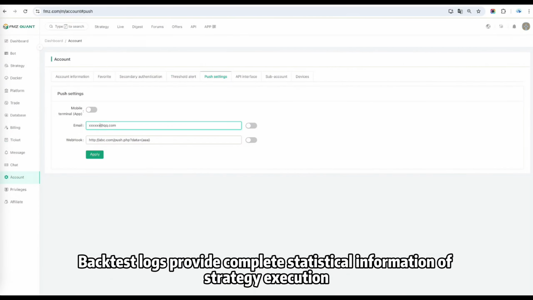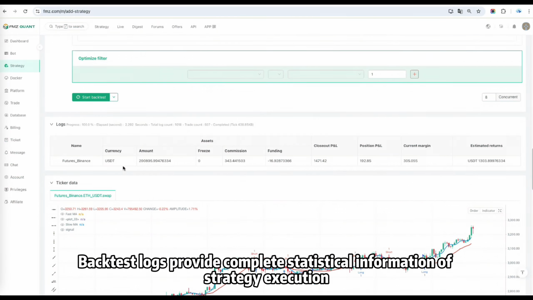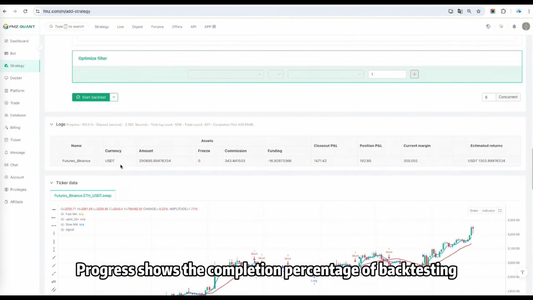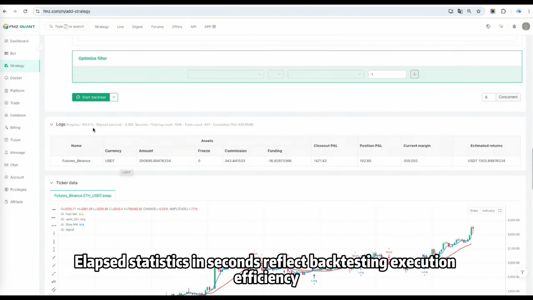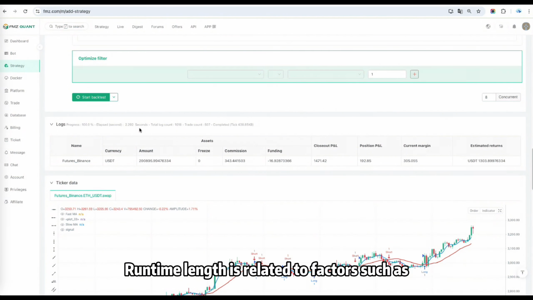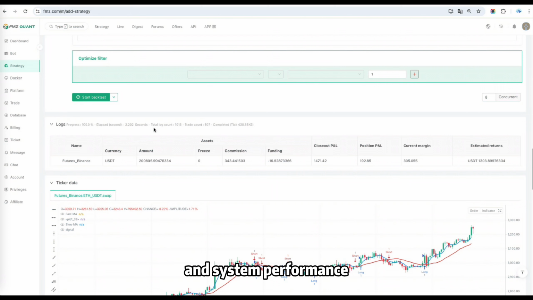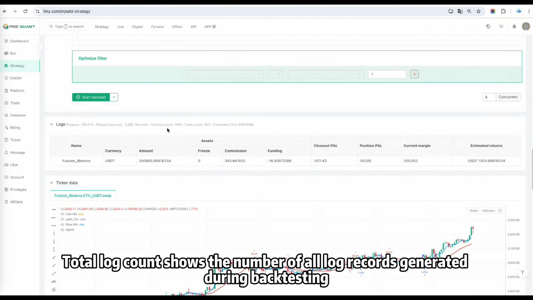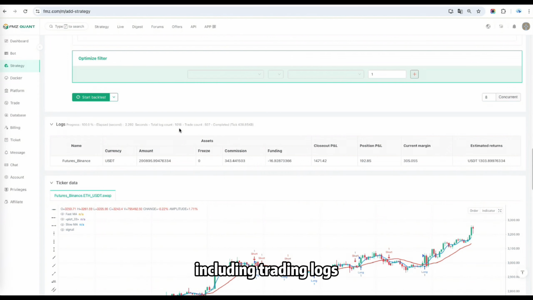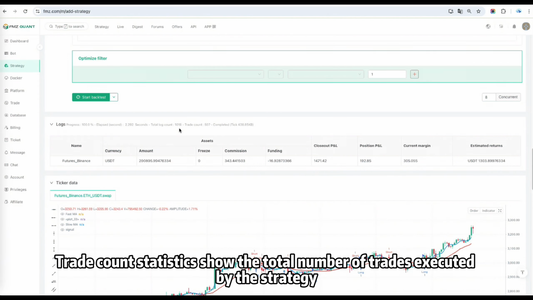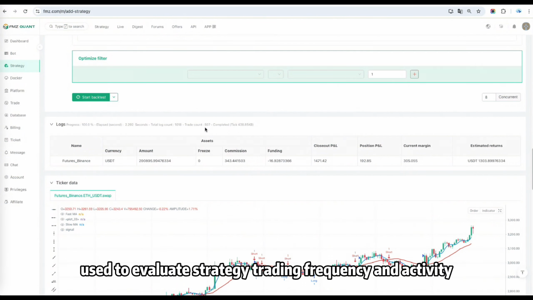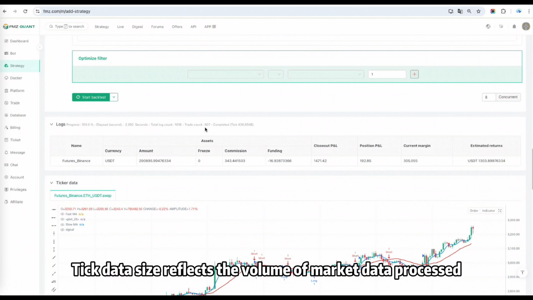Backtest logs provide complete statistical information of strategy execution. Progress shows the completion percentage of backtesting. Elapsed statistics in seconds reflect backtesting execution efficiency. Runtime length is related to factors such as data volume, strategy complexity, and system performance. Total log count shows the number of all log records generated during backtesting, including trading logs, error logs, information logs, etc. Trade count statistics show the total number of trades executed by the strategy, used to evaluate strategy trading frequency and activity. Tick data size reflects the volume of market data processed.